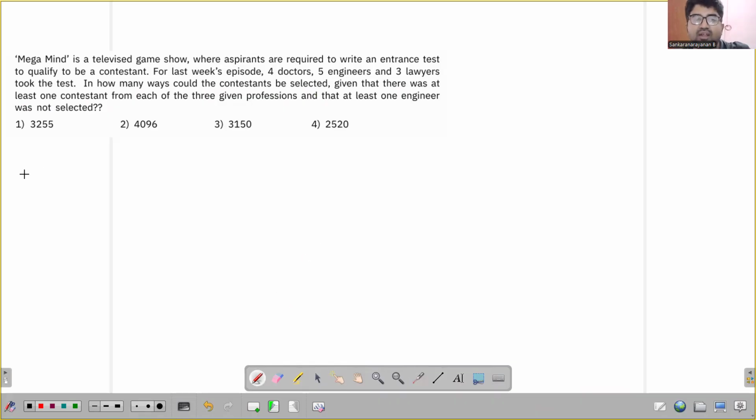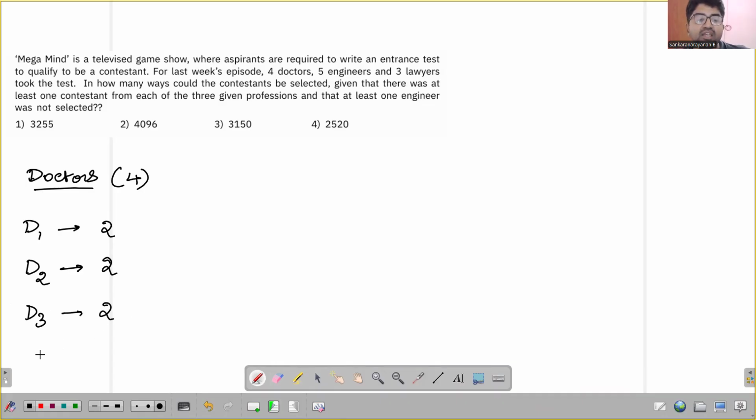Okay, so let's consider the number of doctors here. I know that it is equal to 4. So doctor 1, the number of outcomes is equal to 2. What is that? He or she may be in or out. Doctor 1, 2 possibilities. Doctor 2, similarly, 2 possibilities, may be in, may be out. Doctor 3 may be in, may be out. Similarly, doctor 4 may be in, may be out.